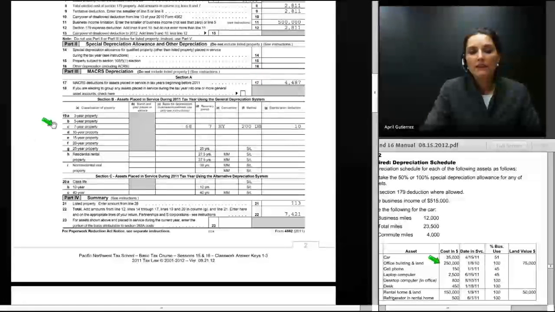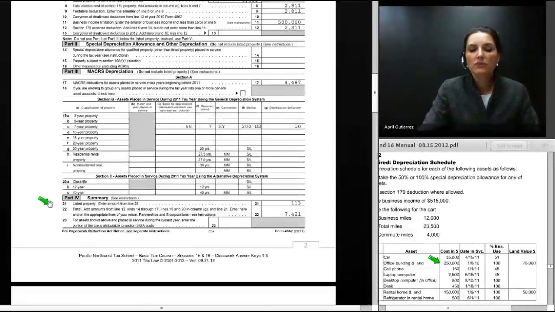On line 7, we have the depreciation deduction being claimed on the cell phone. The cost of the cell phone was $150, but we multiply that out by the business use percentage of 45%, and it leaves us with $68 to enter in column C. It's a 7-year recovery period with a half-year convention, 200% declining balance, and it gives us a $10 deduction.